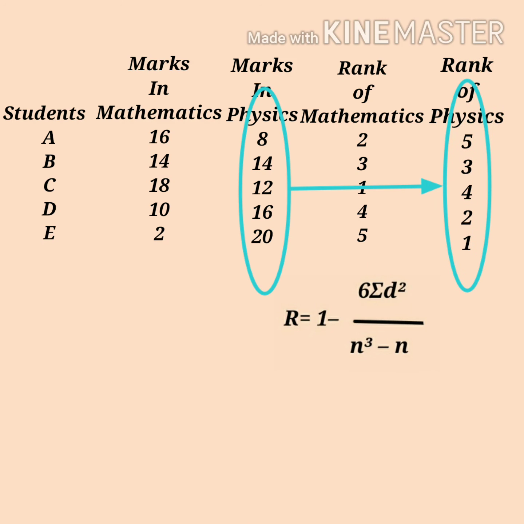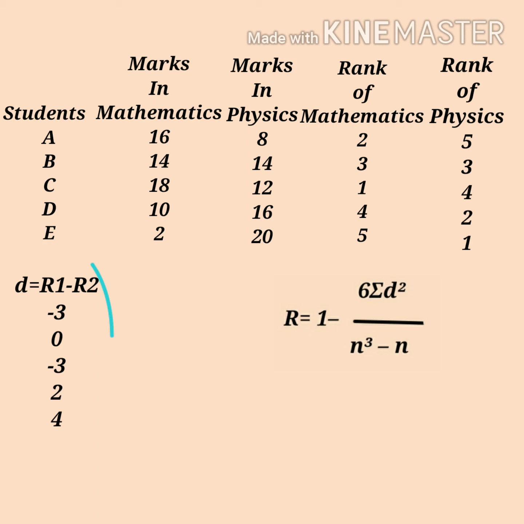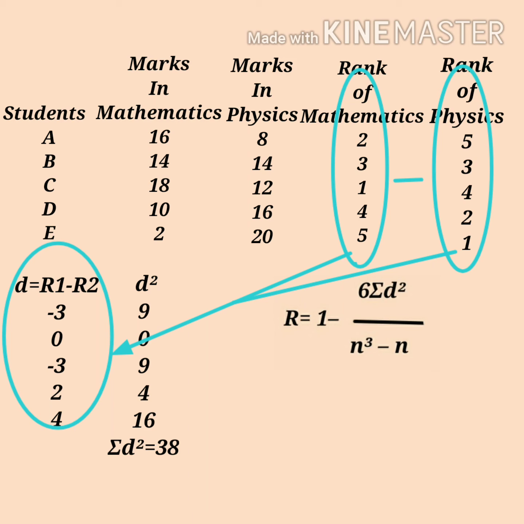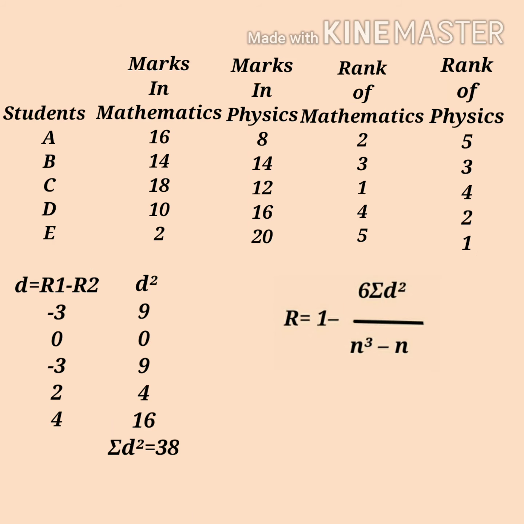So in the next column I have written D equal to, as you already know, the difference between rank 1 and rank 2, meaning R1 minus R2. So you have got all the values of D. Then in the next column I have written D square. So we have got all the values of D square, meaning minus 3 whole square is 9, then 0 is 0, then minus 3 whole square again 9, 2 whole square is 4, and 4 whole square is 16, and adding all the D square values we have got summation D square, that is 38.